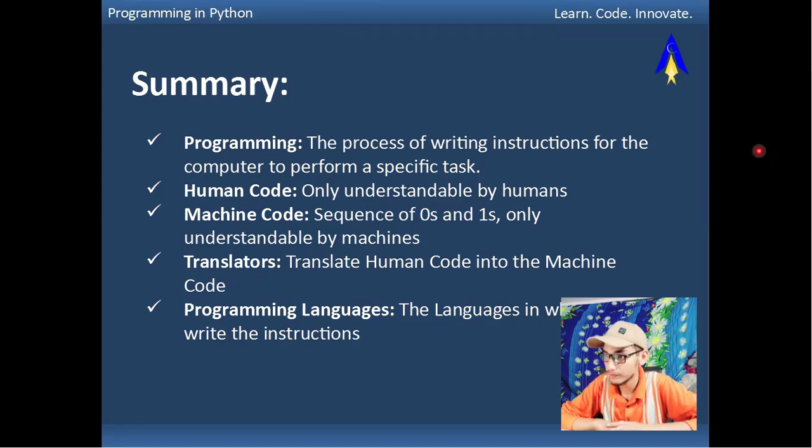And human code is only understandable by humans. Humans can read it and write it easily, with some difficulty at first, but it becomes easy once you learn it. Then a translator converts it into machine code, which is just a sequence of zeros and ones, only understandable by machines. The whole process is done by the translators. Translators convert human code into machine code, and human code consists of many languages called programming languages, the languages in which we write the instructions, which can be Python, C, C++, etc. So this is the summary of today's lecture.